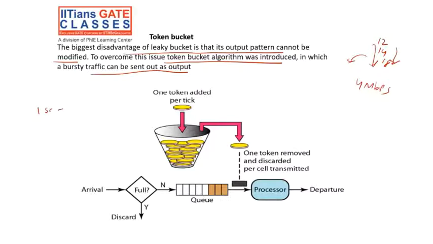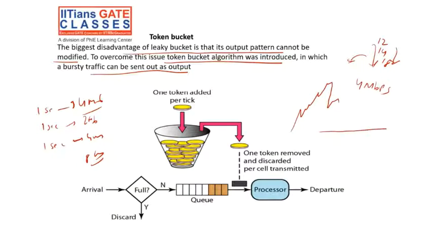I'm not saying that in 1 second you have to send 4 megabits. In 1 second you can send at 2 Mbps, in the next second we can send 4 Mbps, then 8 Mbps, like this. The output rate is bursty like this, but in the previous technique it was 4 Mbps constant. How are we doing this? With the help of tokens. On each router, the token bucket algorithm is there.